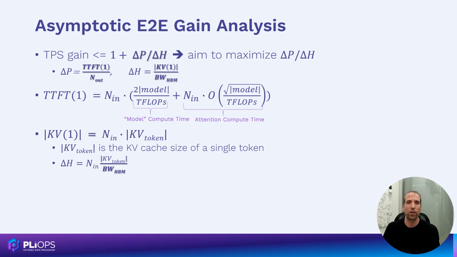So first, let's break down TTFT of 1 to this, plugging in the expression from the previous section. There are two competing terms, the model compute time and the attention compute time. We can define two regimes according to that. One, when n-in is small, and in that case, the first term is dominant. And on the other hand, when n-in is very large, in that case, the other term is dominant. Similarly to this, we can break down delta H, expressed directly by n-in, as this.